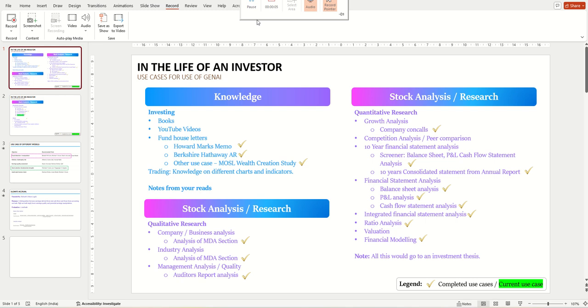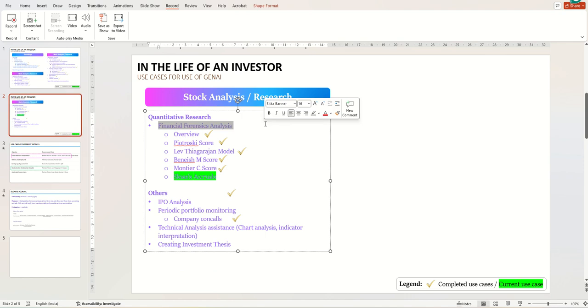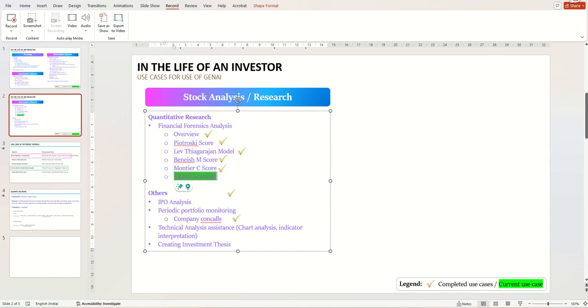On the screen, whatever you see are the use cases we have completed so far. Please check my previous videos if you have not. Presently, we are discussing using AI for financial forensic analysis. As part of this series, I'm introducing you to different models followed by prompting for those models. Presently, we are going to do Sloan's accrual ratio.